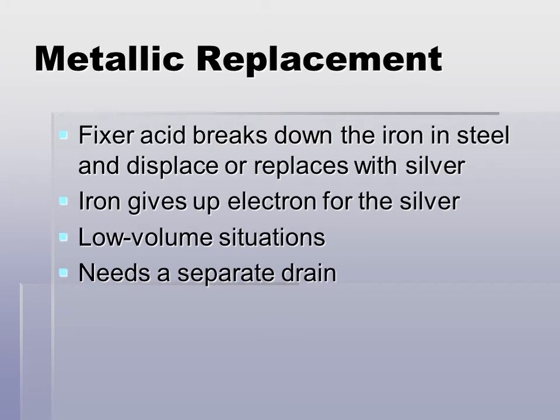Metallic replacement. Fixer acid breaks down the iron in the steel and displaces or replaces it with silver. Iron gives up an electron to the silver, and in low volume situations it needs a separate drain.